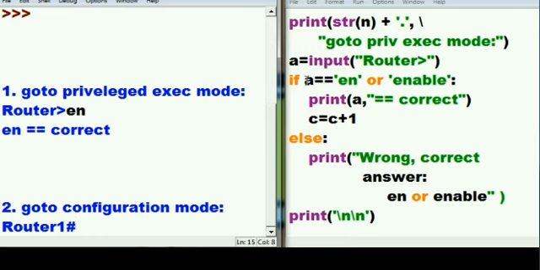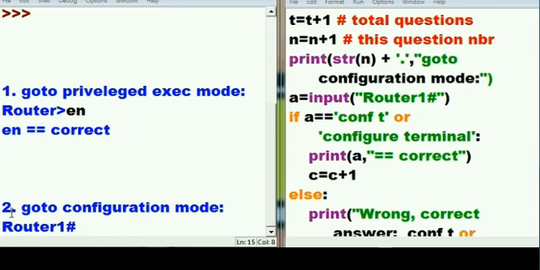Well, that's what we told it to do here. If A equals EN or enable, print A, that's EN, because EN got assigned to A there. So I tell it to print A, which is EN, equals correct. And it did it. And it jumps down to the next question.